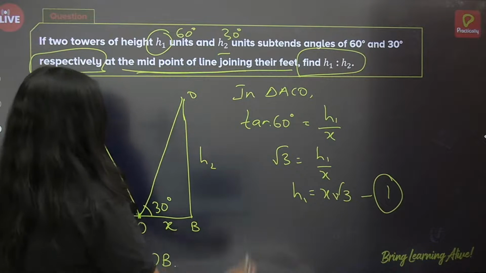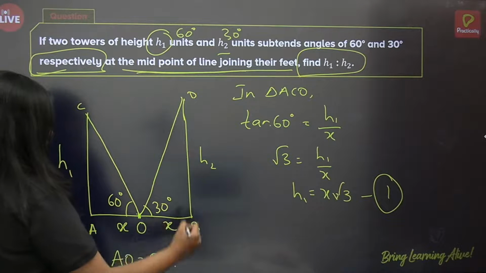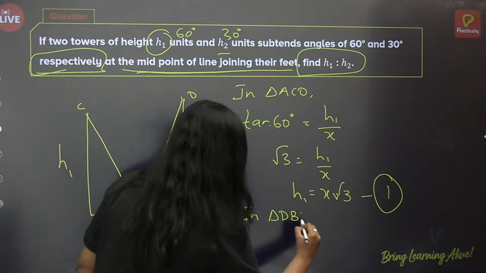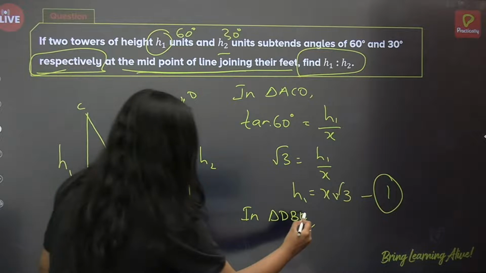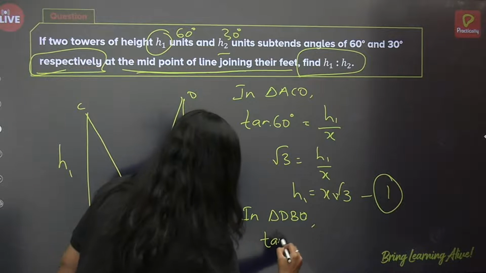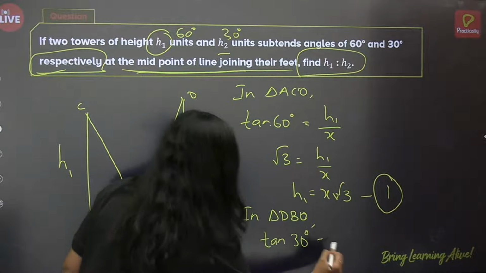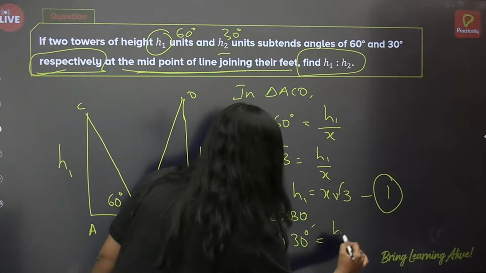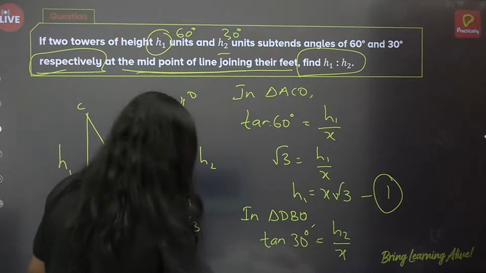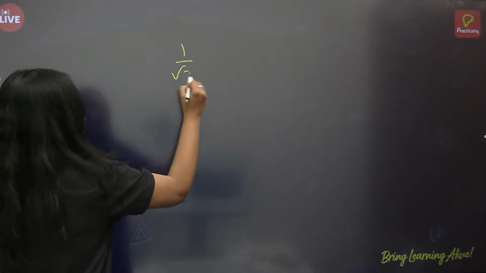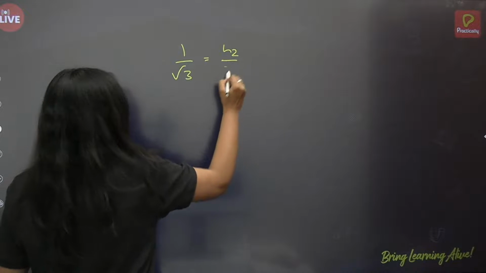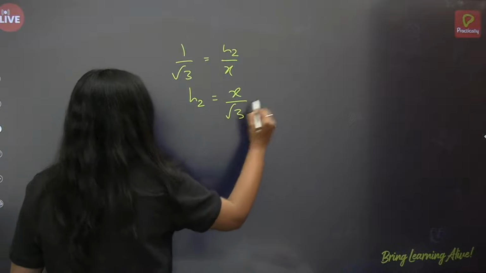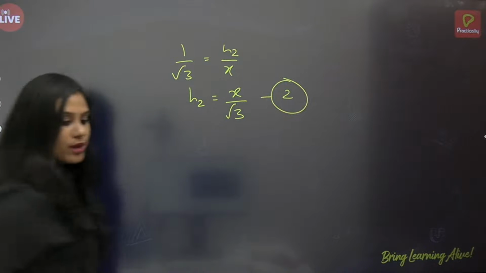Next, in triangle DBO, tan 30 degrees equals h2 by x. This is nothing but 1 by root 3 is equal to h2 by x. So h2 equals x by root 3. Let us name this as equation 2.